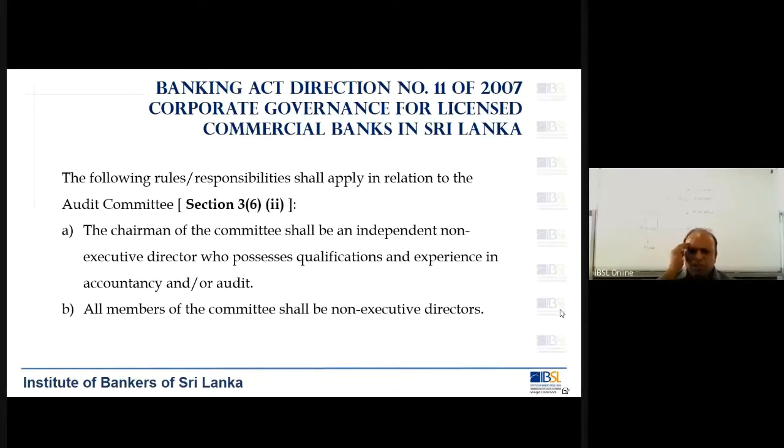So the chairman of the committee shall be an independent non-executive director who possesses qualification and experience in accountancy or audit. So when you take your board of directors, there will be people who have done accountancy qualifications, who are possessing accounting qualification. So one of those members will be your chairman of the audit committee.